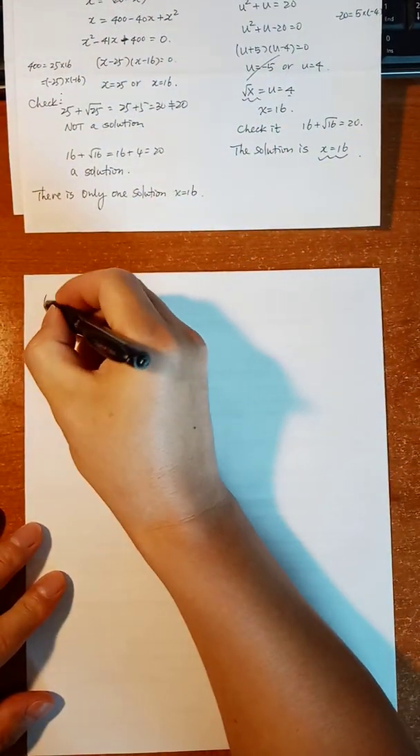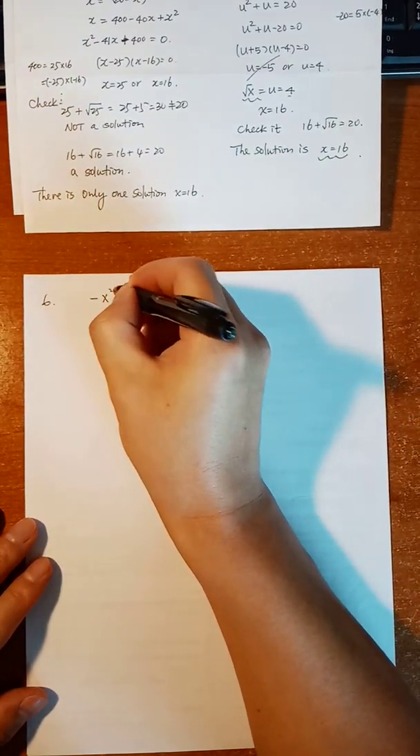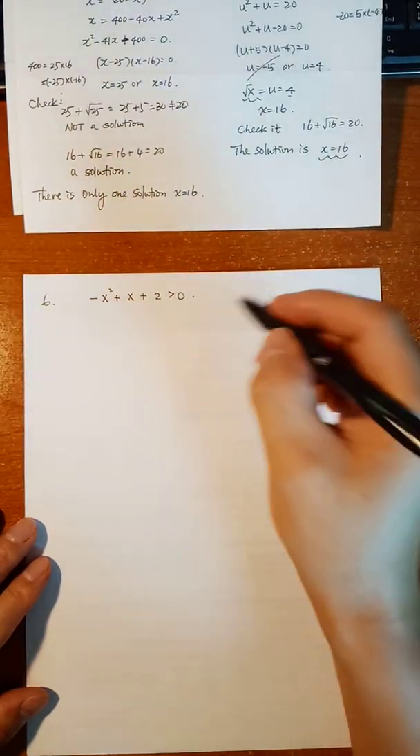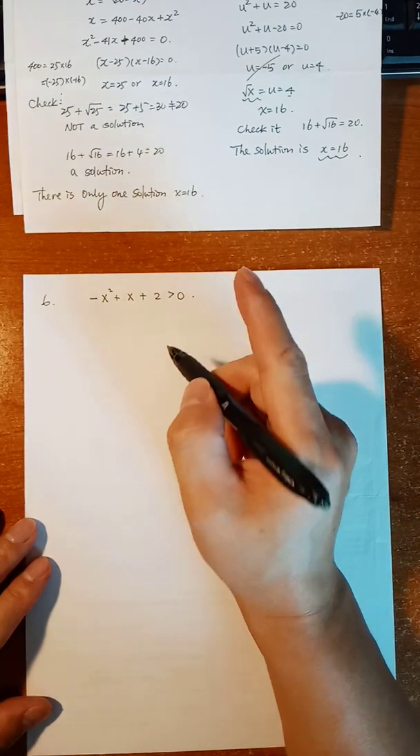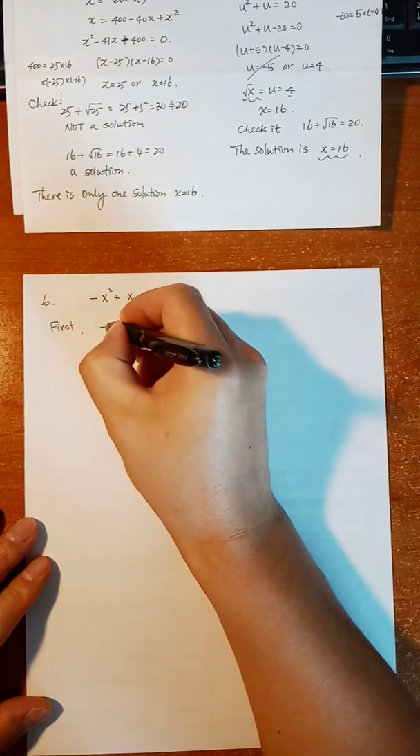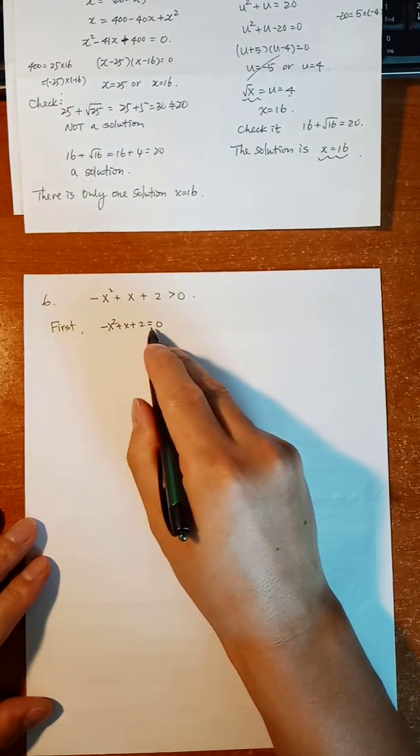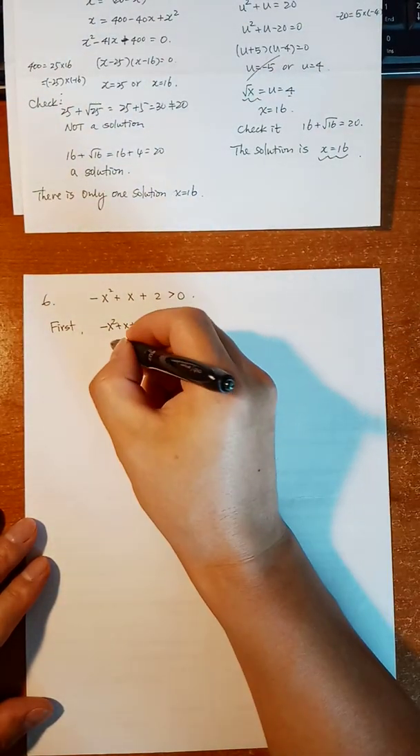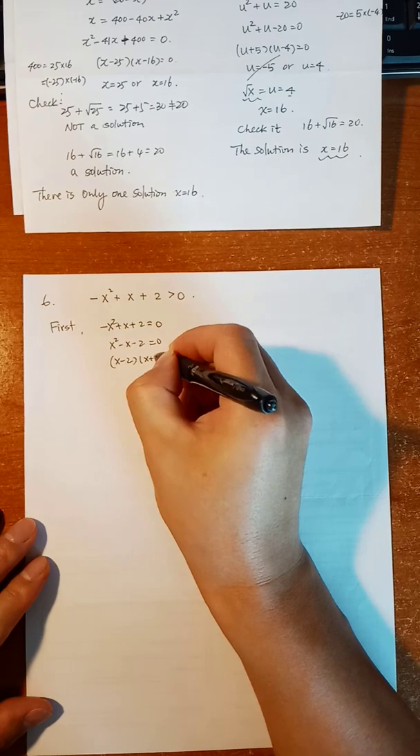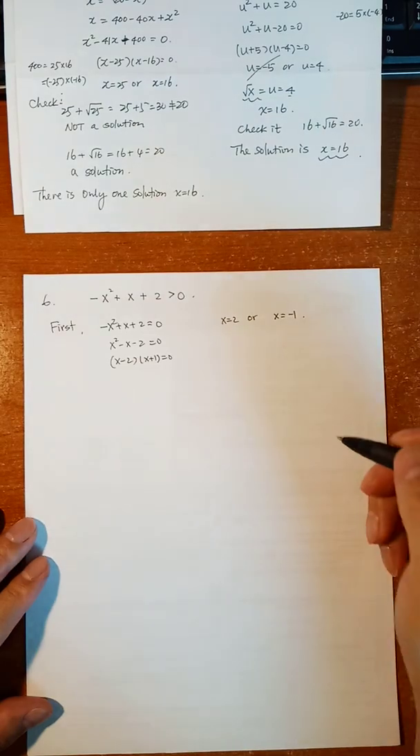Okay. So problem 6, we solve the quadratic inequality negative x squared plus x plus 2 greater than 0. To solve this kind of quadratic inequality, first you find the zeros. We look for the solutions of negative x squared plus x plus 2 equal to 0. So x squared minus x minus 2 equal to 0. So (x minus 2)(x plus 1) equal to 0. So x is 2 or x is negative 1. So you have two zeros.